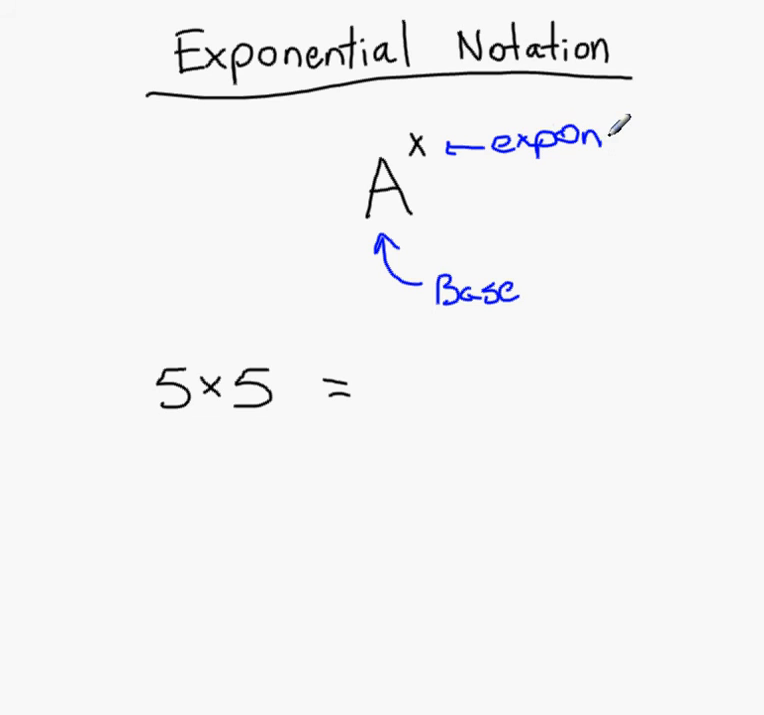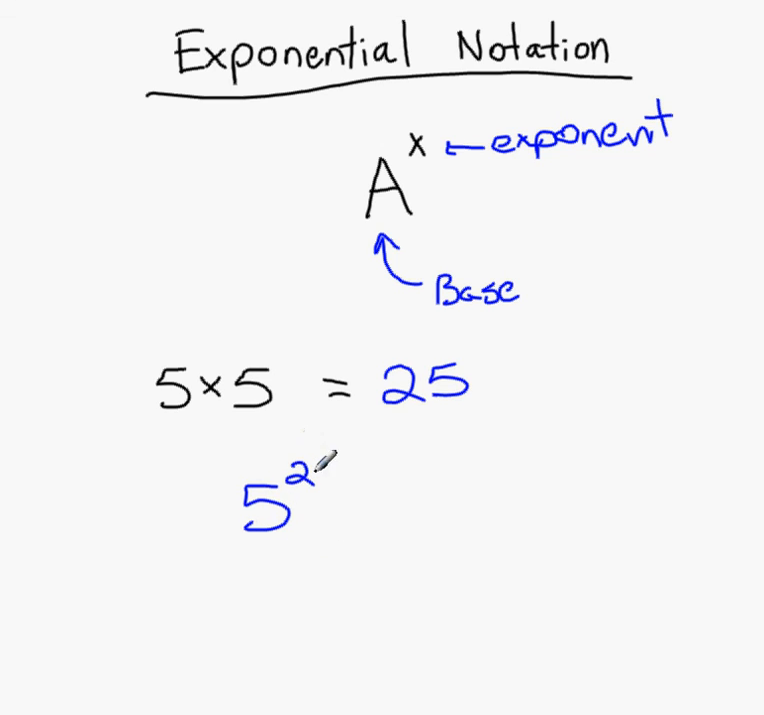Why we use exponential notation we'll explain later, but it's basically a way to save space when you're writing large numbers. 5 times 5 you should know equals 25. But another way to write this would be 5 to the second power. 5 is your base, exponent 2.